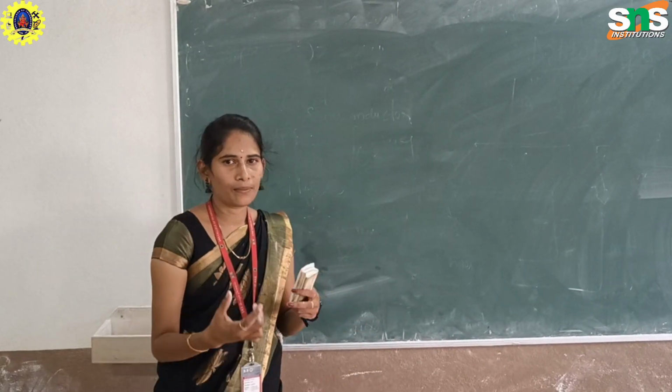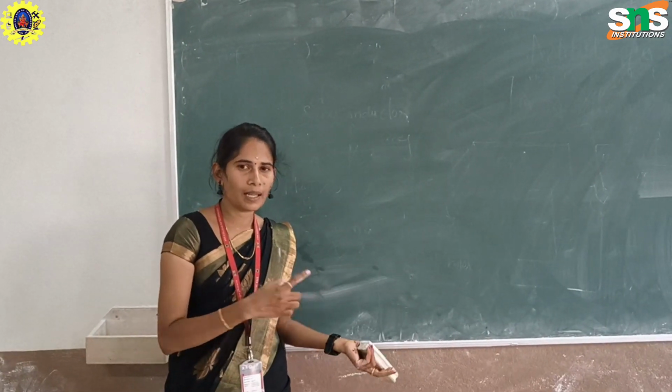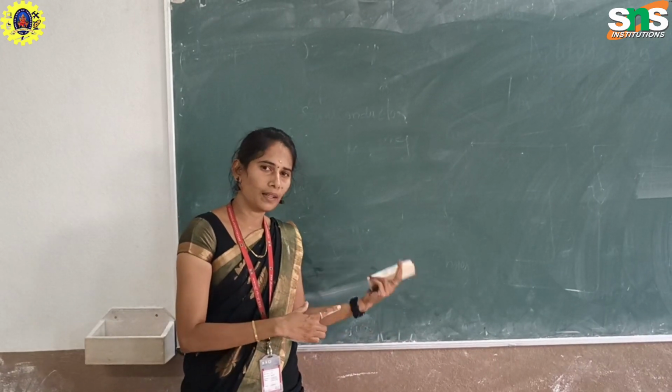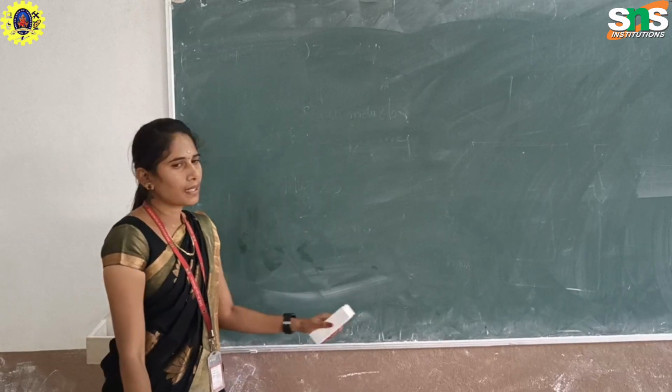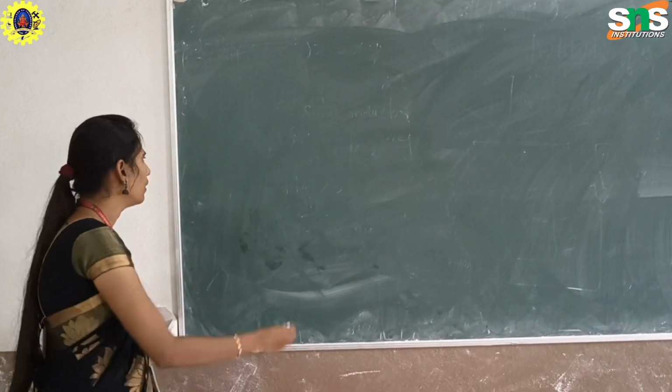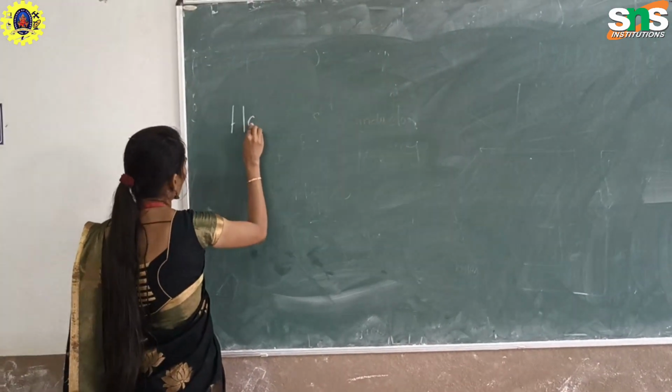Extrinsic semiconductors are also classified into two types. What are the two types? N-type and P-type. N-type is nothing but pentavalent and P-type is nothing but trivalent. This is the basic introduction of semiconductors. Now we are discussing the topic Hall effect.